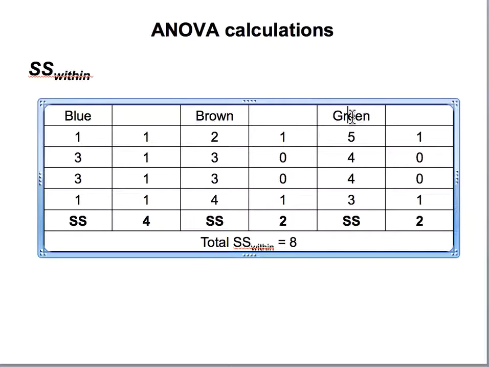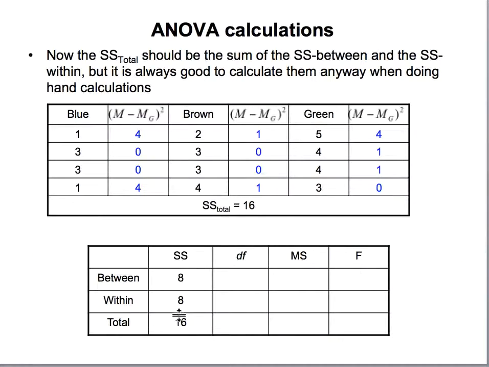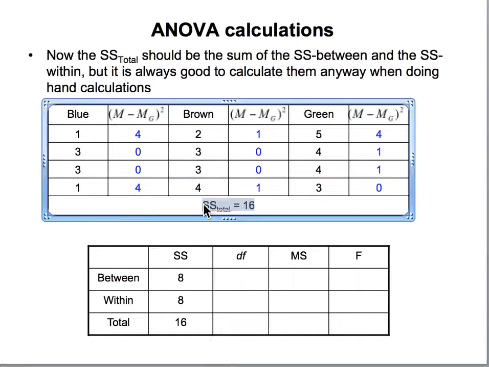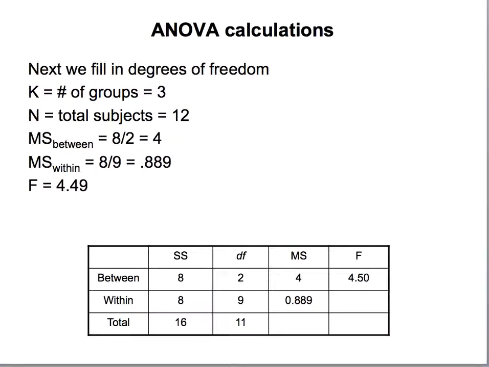I see the same thing for my green group. 1 above, square it, 1. Exactly the same, so I get zeros. 1 below, I get a value of 1. Add those up, I get a value of 2. I add my 4 plus my 2 plus my 2, and I get a value of 8. I can use that to fill in. So my total is going to be 8 plus 8, or 16. I can do the overall evaluation where I subtract each person from the overall mean of 3. And if I go through and square them and add them all up, you'll see that you get 16, but we're not going to worry about that.